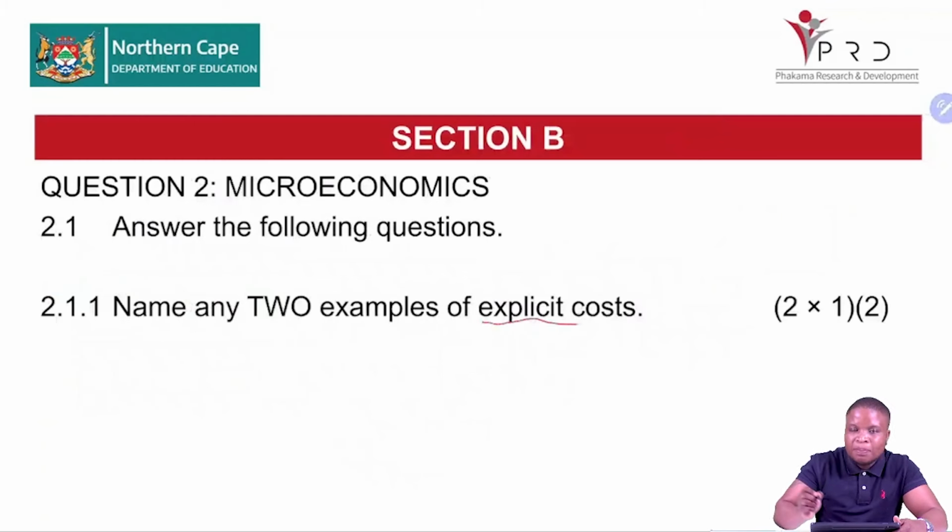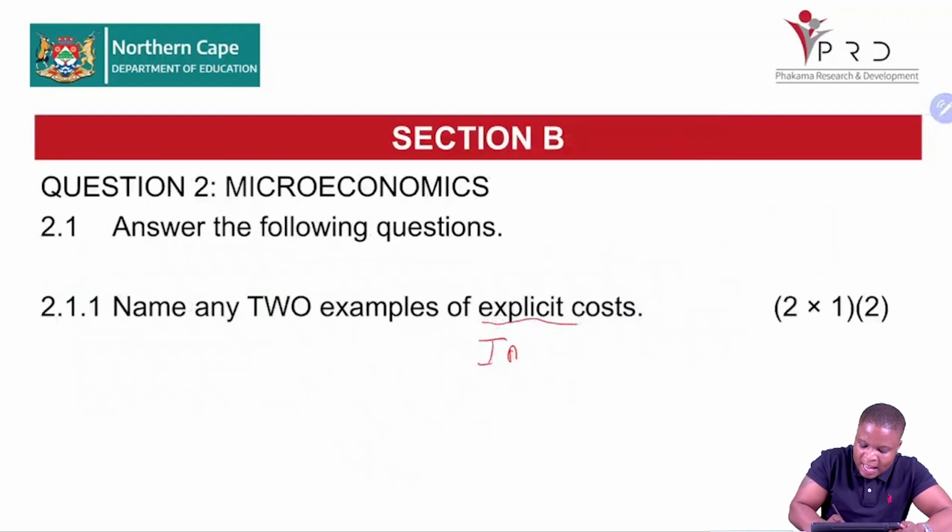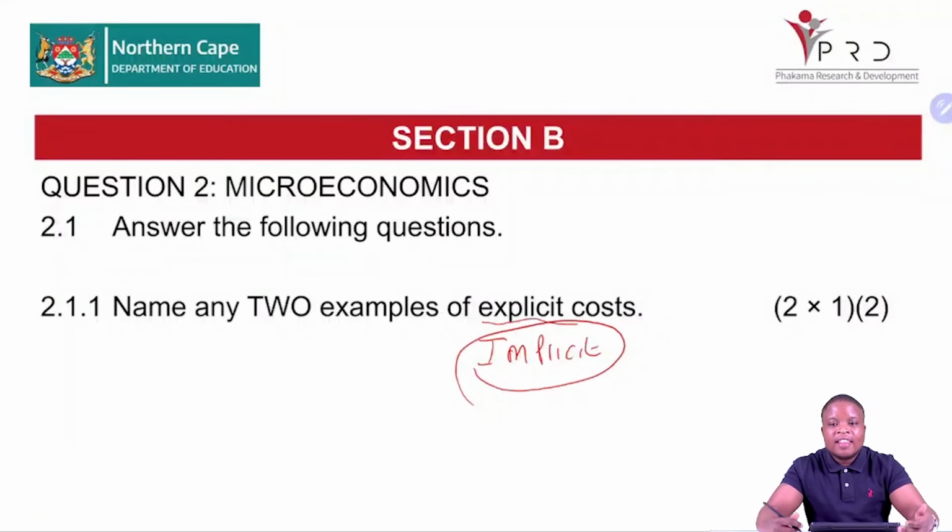When we speak of explicit cost, we speak about the actual cost that a business is spending on. If you are producing something, your actual expenses, for example the raw material, whatever you are paying for the business. We have 2 types of cost in economics: the explicit and the implicit cost. Implicit costs are also known as opportunity cost, the things that you've forgone to do that business. Explicit cost is the actual cost of your business. You can name any 2 of those actual costs.